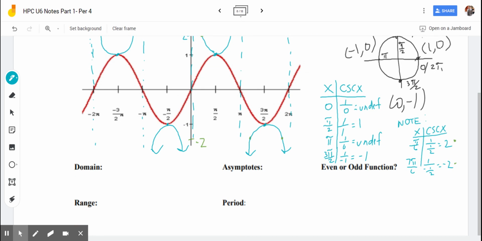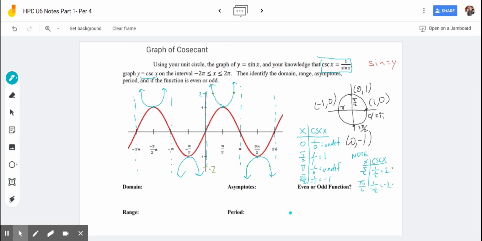All right. So let's look at the characteristics of cosecant. Our domain for cosecant is real numbers except for multiples of pi: 0, pi, 2 pi, 3 pi, and it'll just keep going. So that's our parent function's domain.